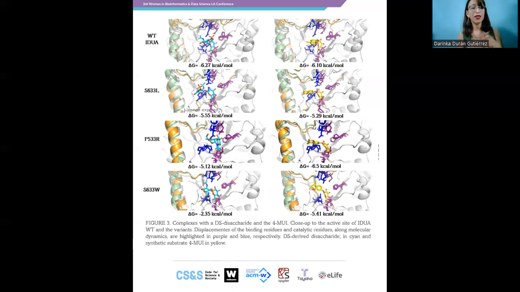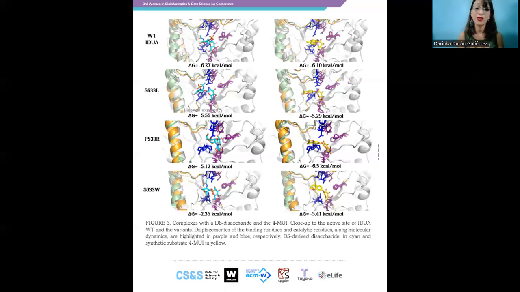When the size of the evaluated ligand increased to a dermatan sulfate-derived tetrasaccharide, energetically favored complexes were obtained only for some of the molecular dynamics structures of IDUA wild type and the variant causing the mild disease phenotype. These results agree with what was expected for the intermediate and severe MPS 1 phenotypes, where the catalytic activity of IDUA should be significantly lower, which would correspond to the proline 533 arginine and serine 633 tryptophan variants.